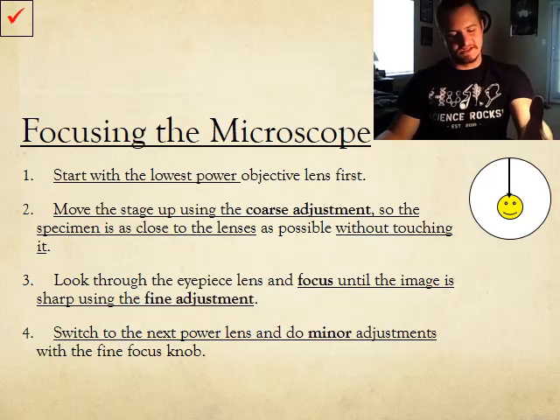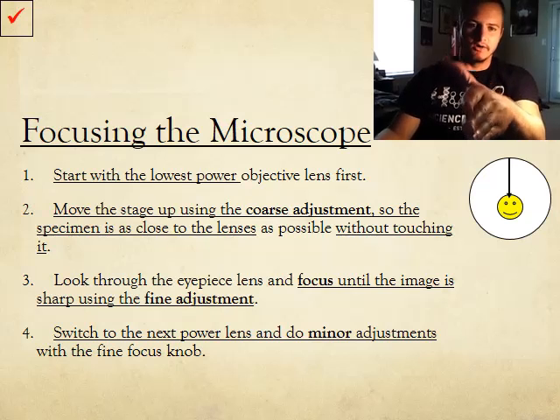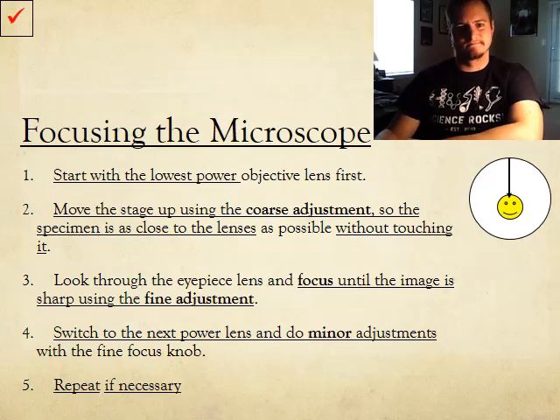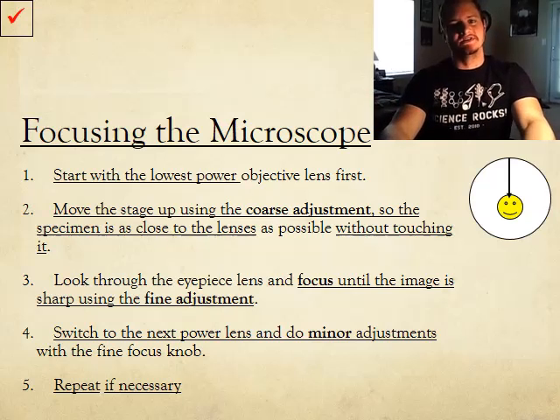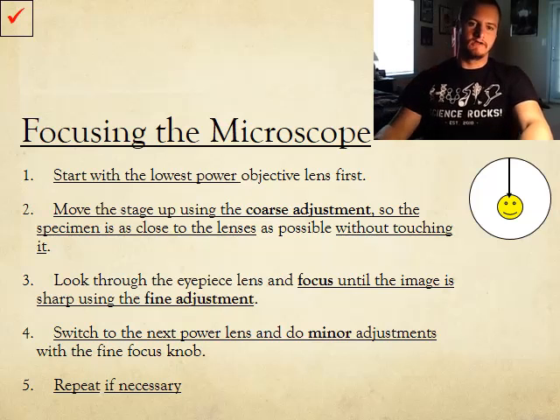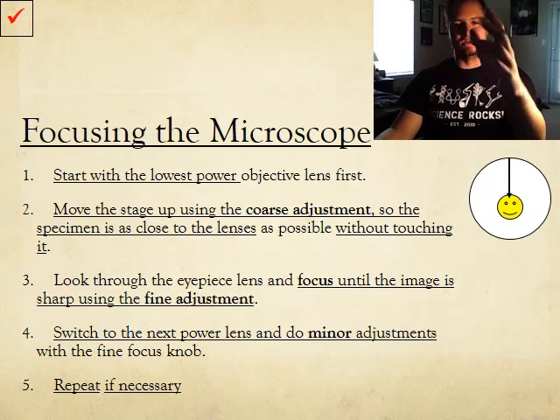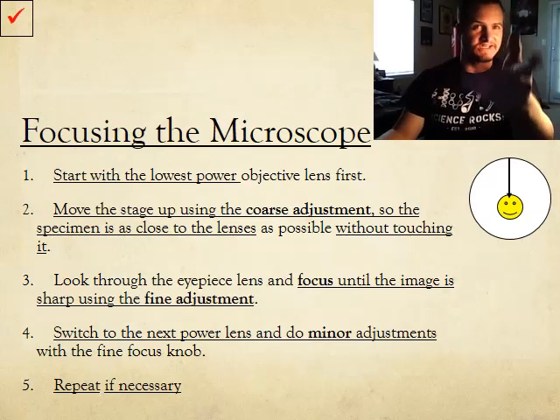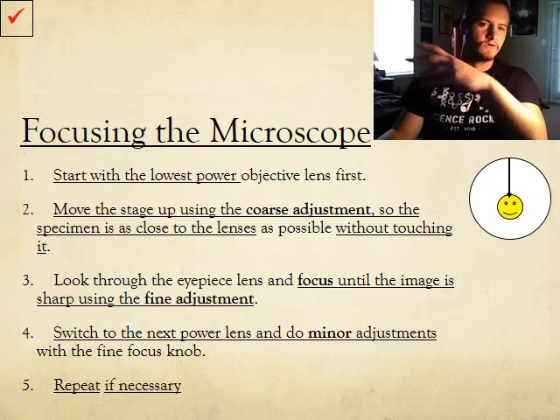Now, it's very easy to lose whatever you're looking at when you jump up to the next power. But as long as you keep it on the tip of that arrow, it's going to be very hard to miss. And you can repeat this if necessary. So as you're going up through the powers, remember, use the fine adjustment for medium and high power, and that should let you focus in on whatever you're looking at. If you need some more help with this, talk to your teacher. They'll run you through it. Actually, I think there's a lab you're going to have to do anyway, so it works out.